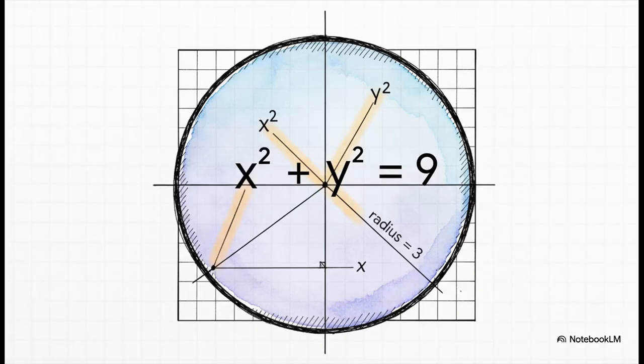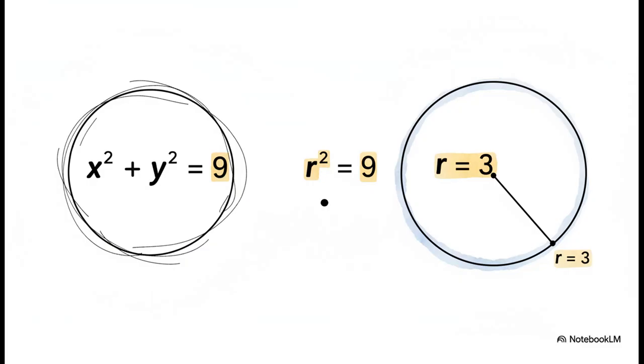Okay, so we've been converting points, that's cool. But the real power, the magic of polar coordinates, comes when we start converting entire equations. So take this classic, x squared plus y squared equals 9. You probably recognize this, right? It's the equation for a circle, centered at the origin with a radius of 3.